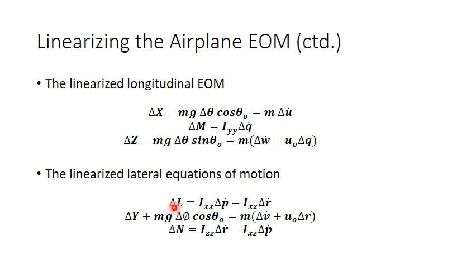So the first one here represents the L, which is the rolling moment equation, and this is the force in the direction of the y. This is the y force equation, and this is the yaw motion. This is the rotation or the moment about the z-axis.